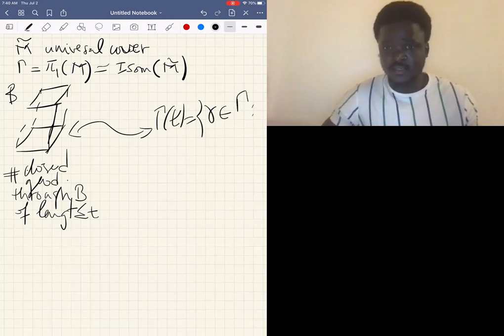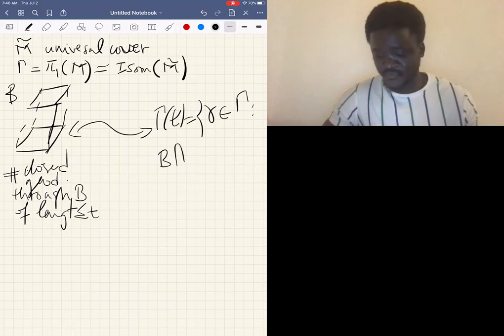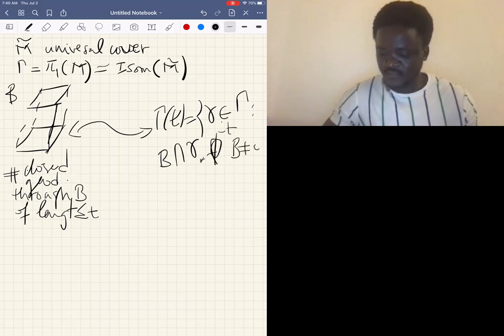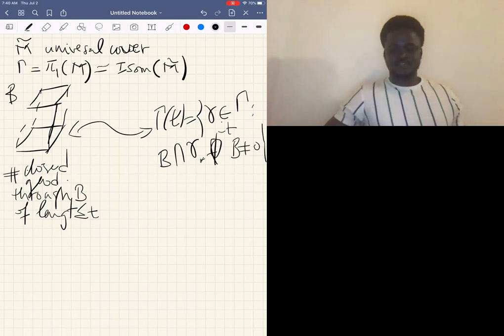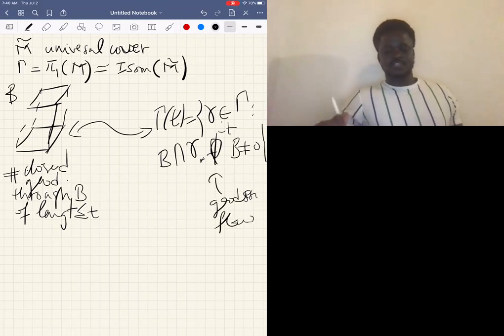which says that you have... for some people who know more than me about dynamics, this is kind of a closing lemma. So B intersect gamma star phi minus T B is not empty. So phi T is a geodesic flow, okay? This is a geodesic flow.